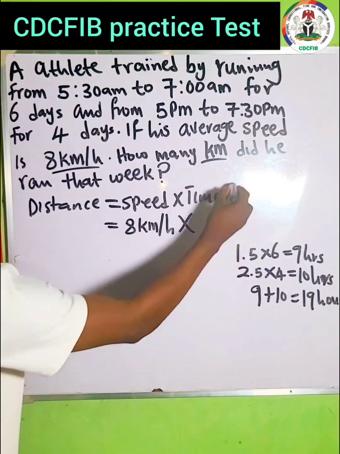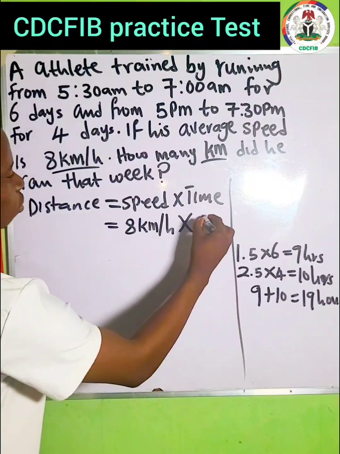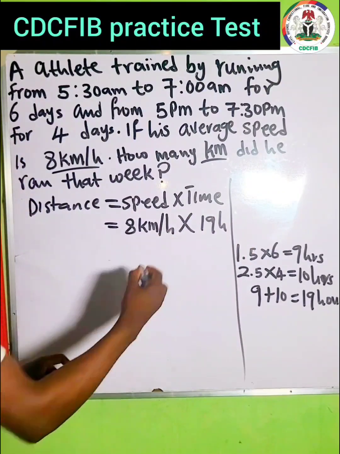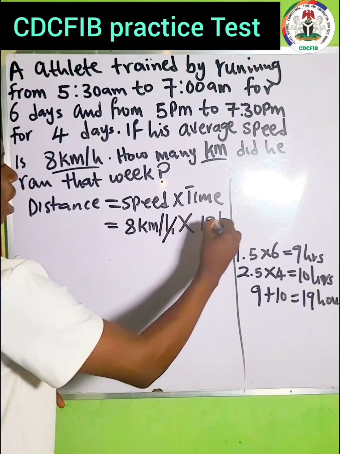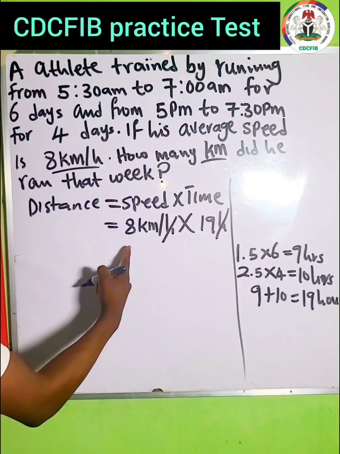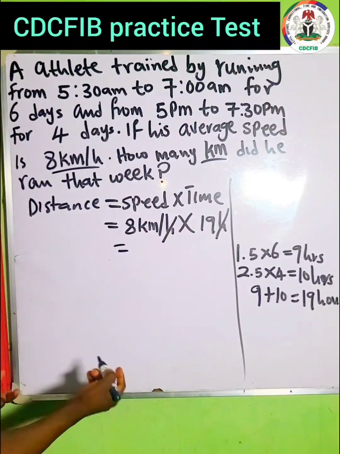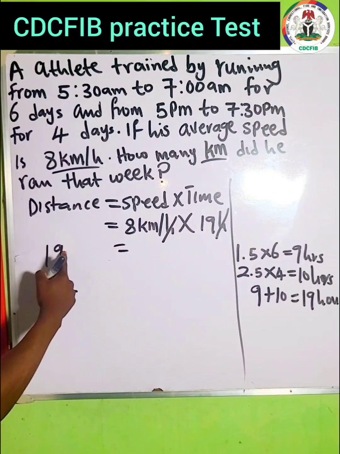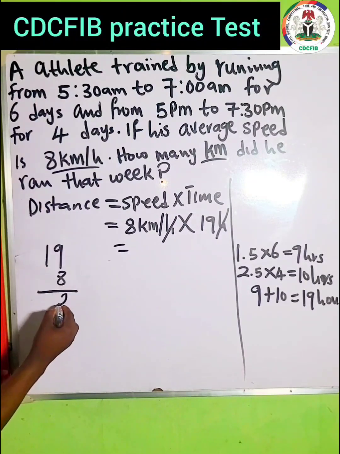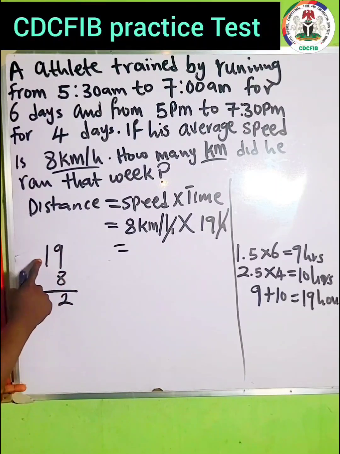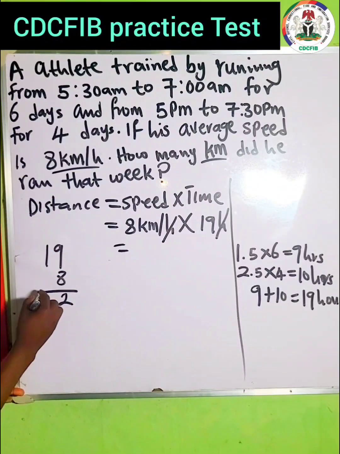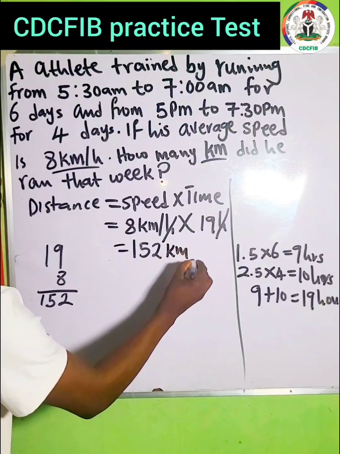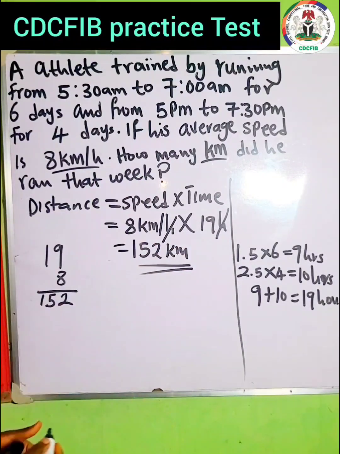So in place of time here, we're going to substitute 19 hours. So here, as you can see, 8 kilometers per hour. This is division, so this hour is going to cancel this hour. We are left with 8 kilometers multiplied by 19, which is also the same as 19 multiplied by 8. 8 multiplied by 9 is going to give us 72. We write 2 carry 7. 8 multiplied by 1 is going to be 8, plus 7 we carry is going to be 15. So the answer is going to be 152 kilometers. So this is the distance.